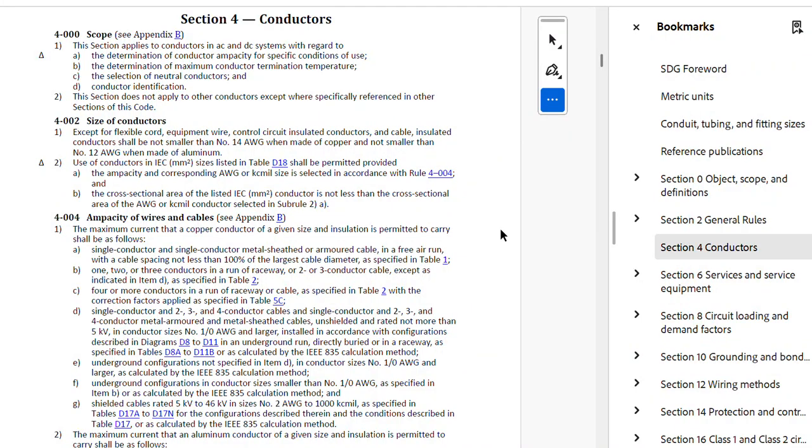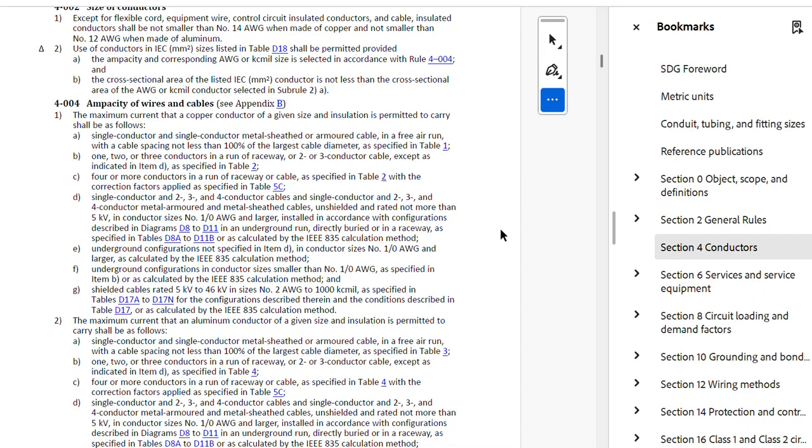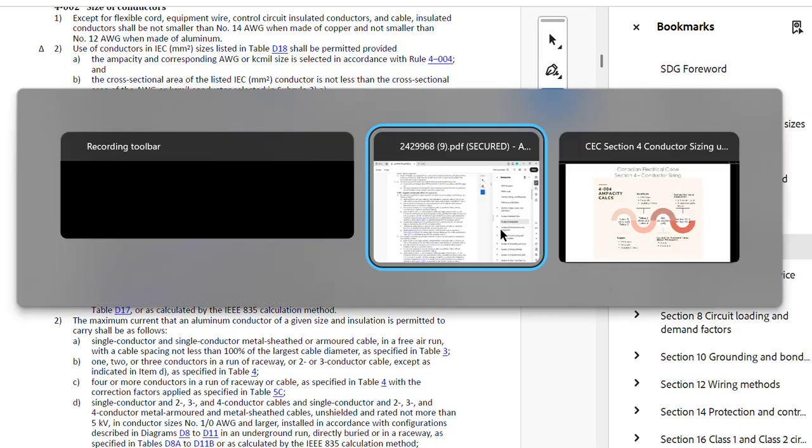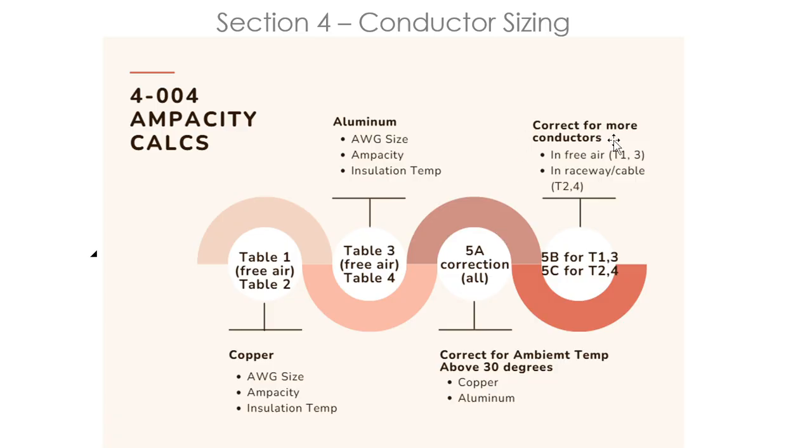Section 4 of the Canadian Electrical Code, 4-004, ampacity of wires and cables, sizing, ampacity calculations, or sizing cables, whatever you want to call them, just feels so difficult. So I tried to simplify it for you into this chart. So let's take a look at this little squiggly chart. I hope it gives you a quick picture of all we're doing here.